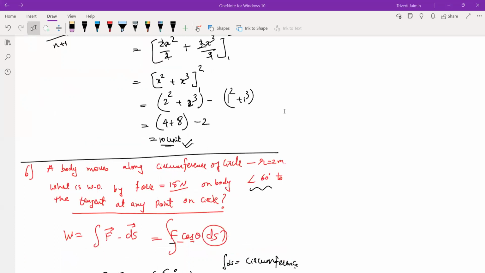So what they're saying, a body moves along the circumference of a circle, that is r equals 2 meters. What is the work done by a force of 15 Newton on a body at an angle of 60 degrees to the tangent at any point on the circle? They're asking what is the work done by the force on a body that is at 60 degrees to the tangent at any point on the circle.